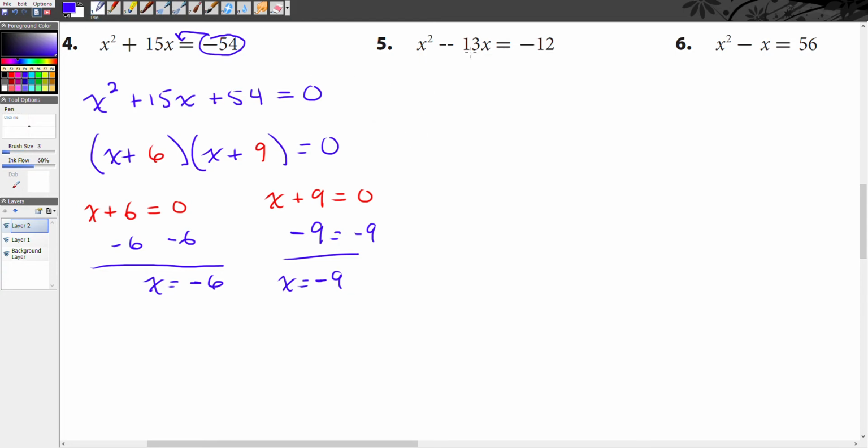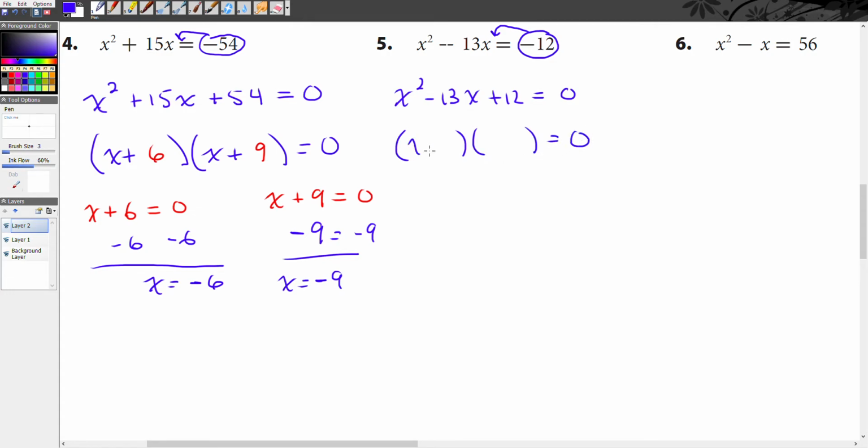All right, over here, this looks strange, but that's just a regular minus sign, okay? So we're going to take this negative 12 and move it over here. So this gives me x squared minus 13x plus 12 equals 0. So since my c value is positive and my b value is negative, this tells me that my two binomials are x minus.